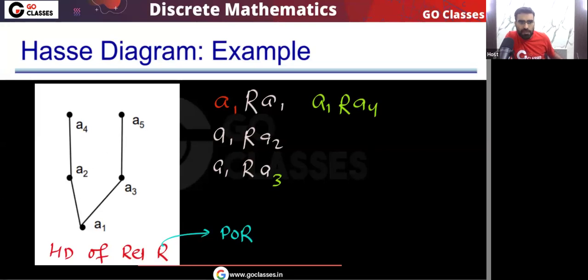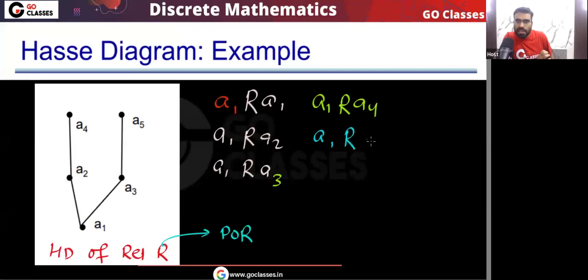So you can see A1 is related to A2 because all the directions are upward. A1 is related to A3. A2 is related to A4. And there is the transitive property. Every partial order relation is transitive. So A1 is related to A4. Yes or no? Because remember, in the hash diagram, we do not show the transitive edges, but the transitive property is implicitly there. A1 related to A2, A2 related to A4. So transitively, A1 is related to A4.